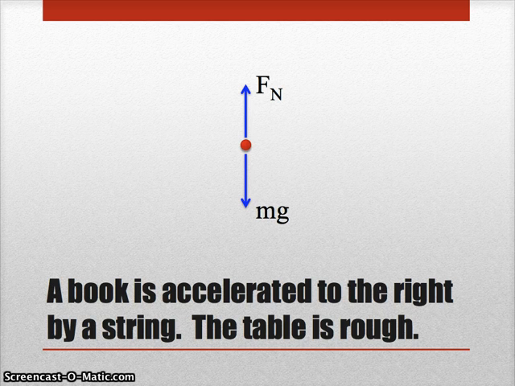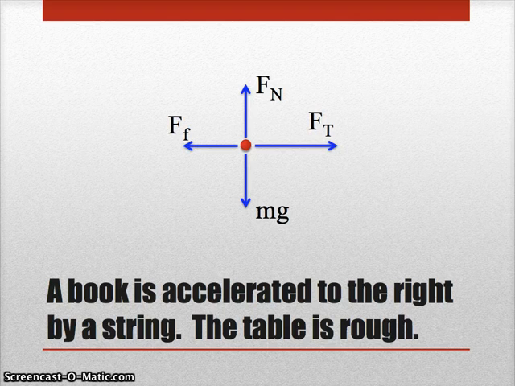Now, because it's accelerating to the right and it's being pulled by a string, we could include a tension force to the right. And then we'll also include friction, knowing that the table is rough. We're expecting friction to be in there. Notice how the right arrow and the left arrow are not the same size. This indicates that there's more force in one direction, and that's going to mean that the object accelerates.